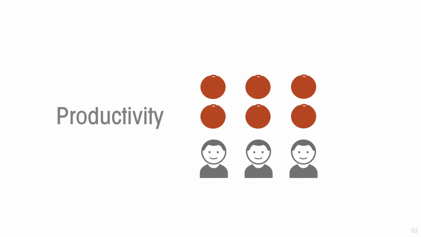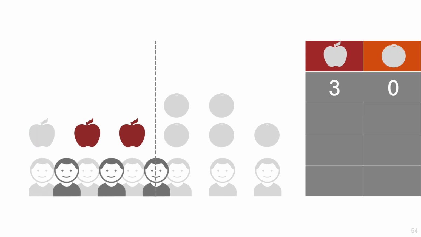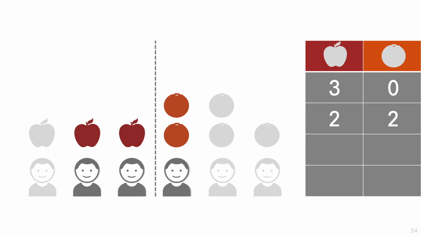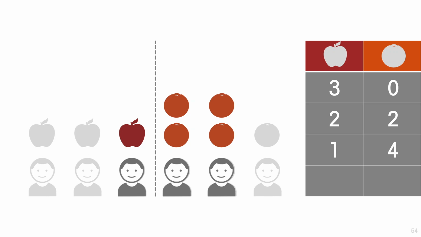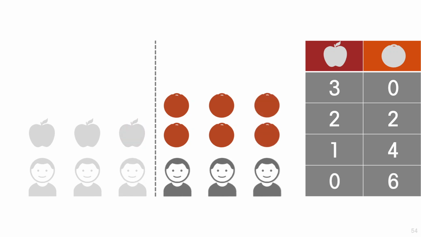Let us now calculate all of the combinations of apples and oranges that can be produced by this economy. If all the workers are in apples, then we get 3 apples and no oranges. If 2 are in apples and 1 in oranges, then we can have 2 apples and 2 oranges. Going along in this way, we can have 1 apple and 4 oranges, or no apples and 6 oranges.